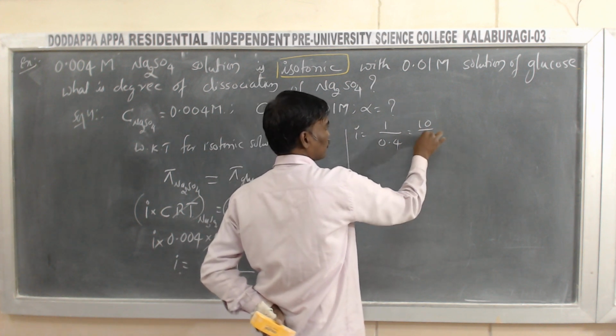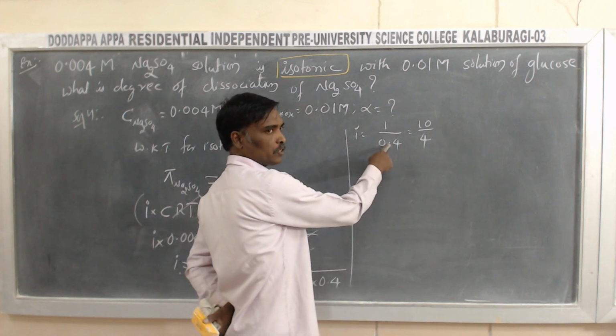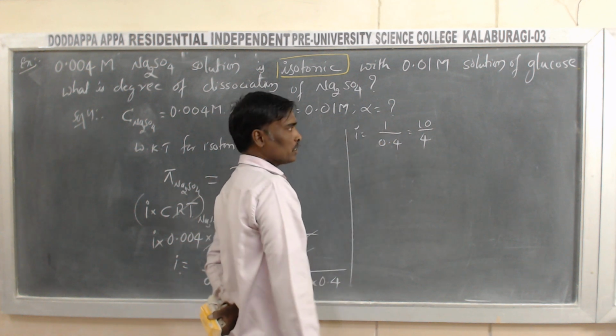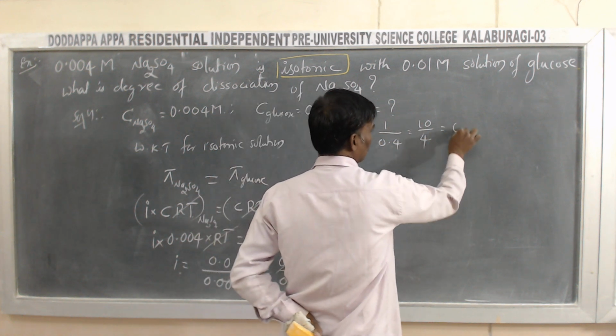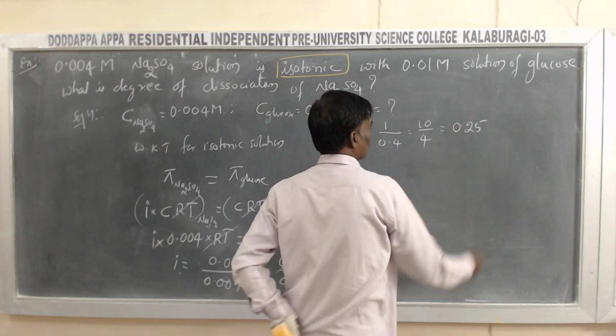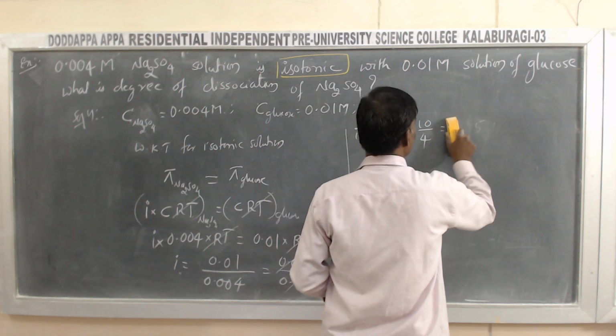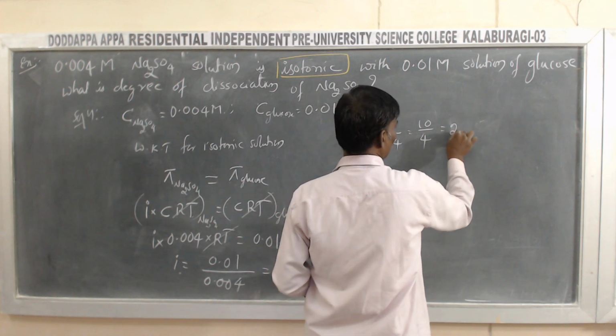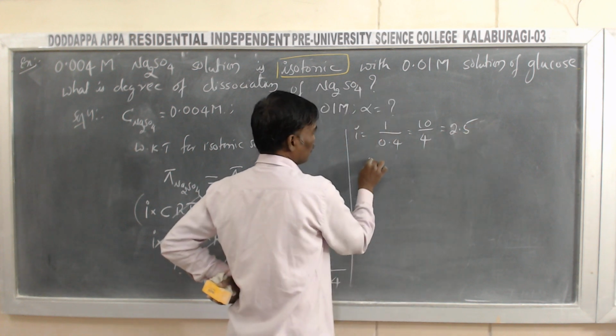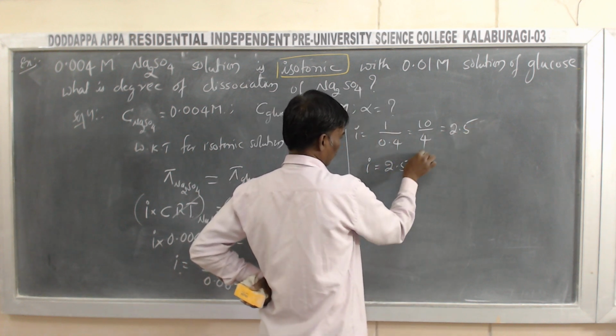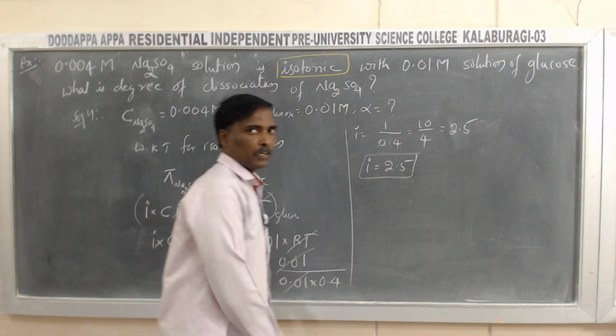1 by 0.4 is nothing but 10 by 4, because 0.4 can be written as 4 by 10. So that 10 goes to the numerator. So 10 by 4 is equal to 0.25. Sorry, 2.5. So the i value is 2.5. This is the Van't Hoff factor value.